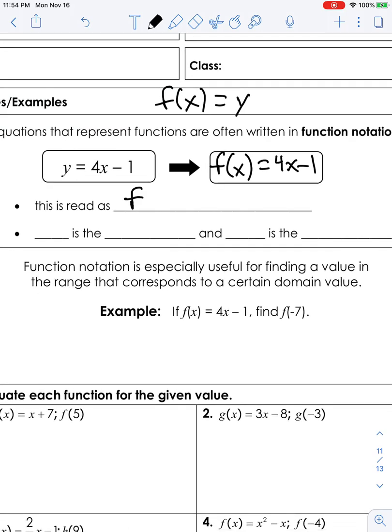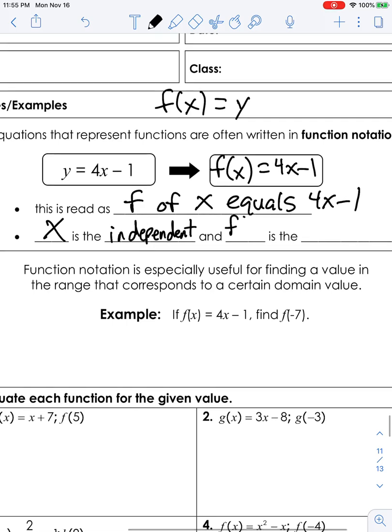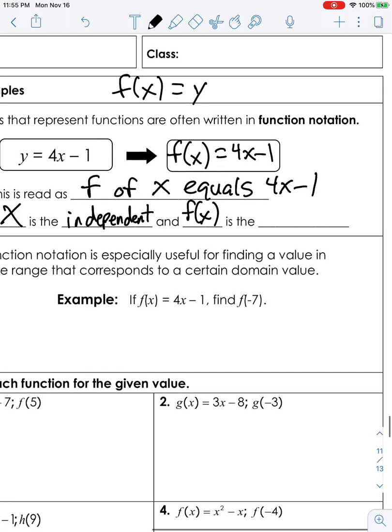How does it read? It reads f of x equals, and then obviously whatever your equation is, which in this case is 4x minus 1. All right? So in the next box, x is the independent variable, which I've already gone over. x is always independent, meaning you can plug in whatever you want for x, okay? And then f of x, which is the same thing as y, and I've already gone over this, okay? y is the dependent variable.